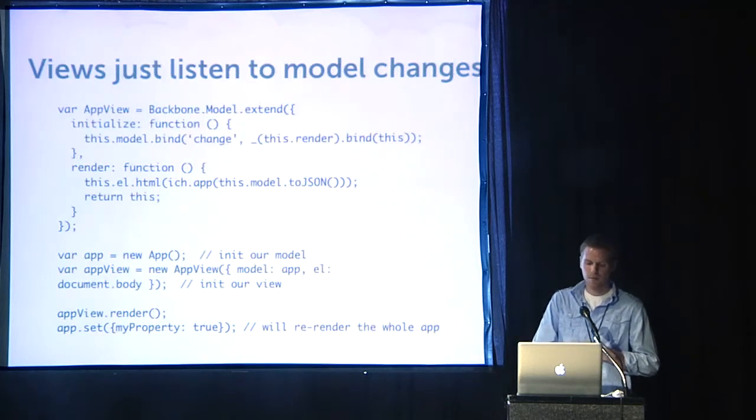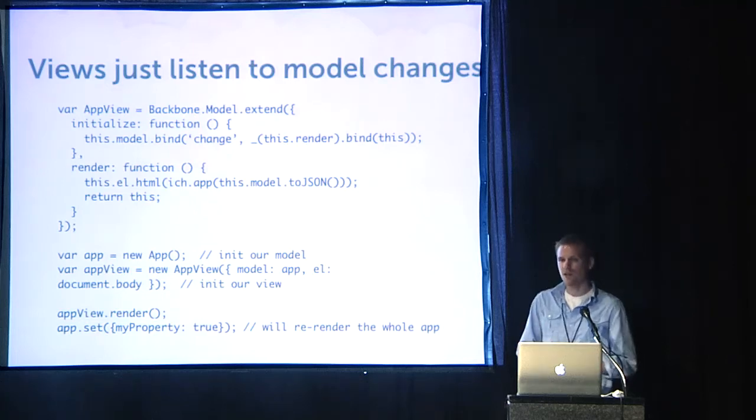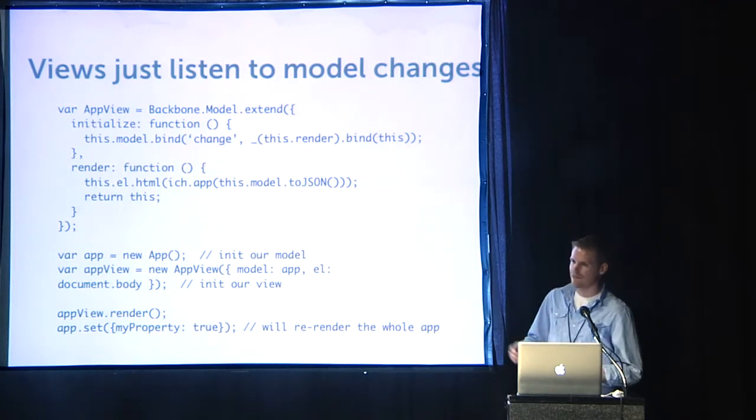So your view gets passed the model, and you bind changes in the model to your views. In this case, you just re-render the whole thing in this simple example. I mean, you could dig in and re-render certain portions of it or change values or whatever you want. But the point is, once you've abstracted your state, everything else just responds to that.